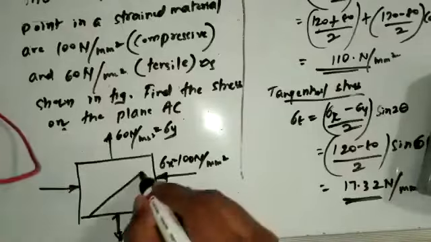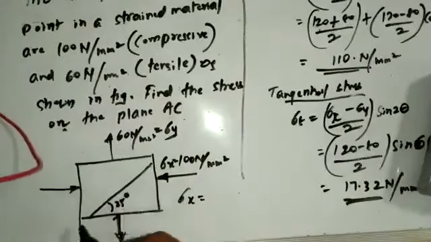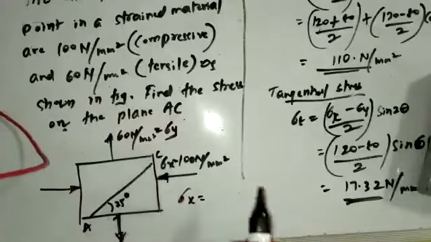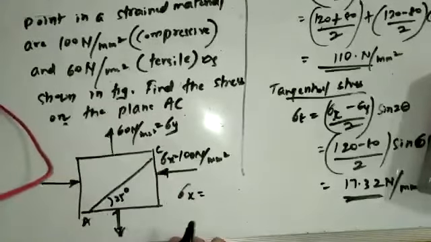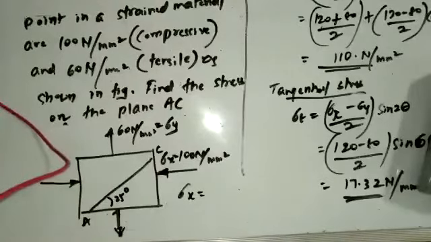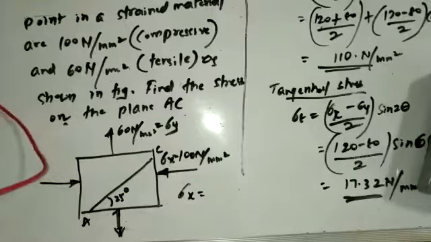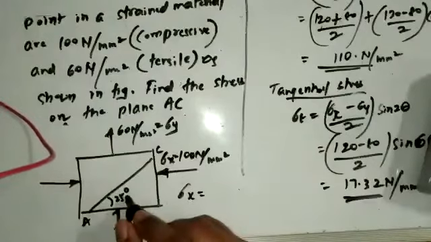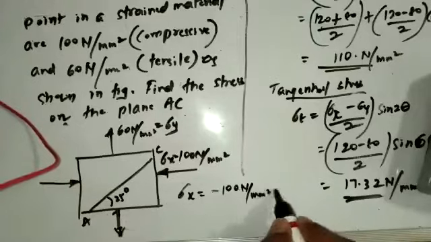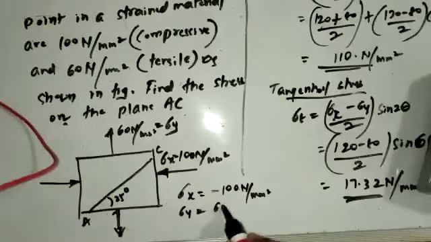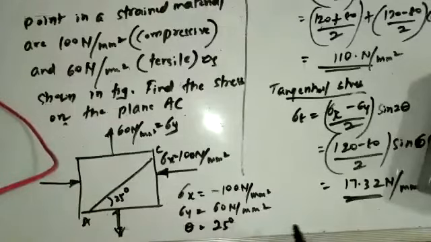There is also one more piece of data given here. Plane AC is like this, making an angle of 25 degrees. What will be theta? So the oblique plane angle theta is now 25 degrees. Sigma x is minus 100 Newton per millimeter square. Sigma y is tensile in nature, 60 Newton per millimeter square. Theta is 25 degrees.